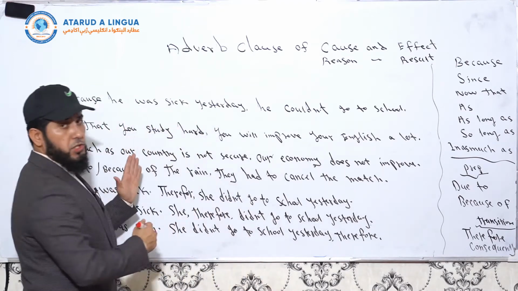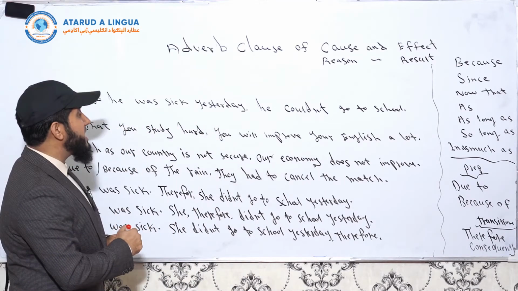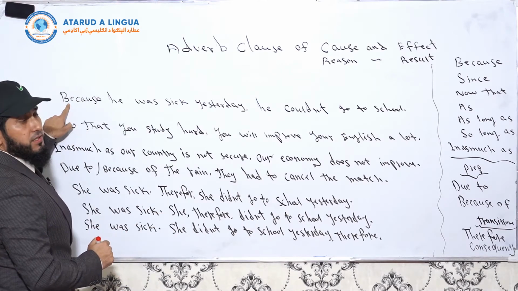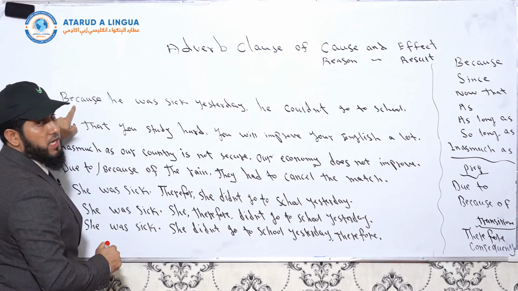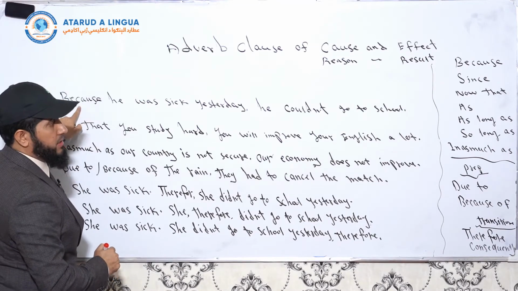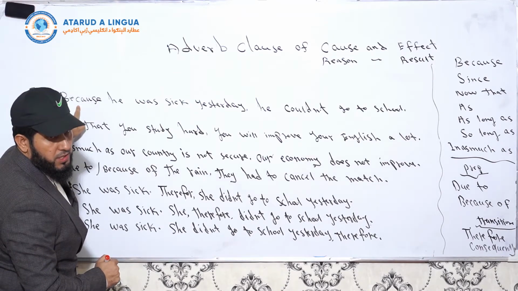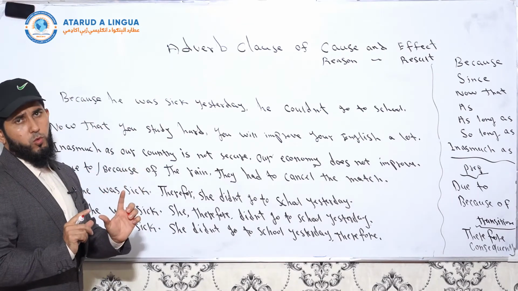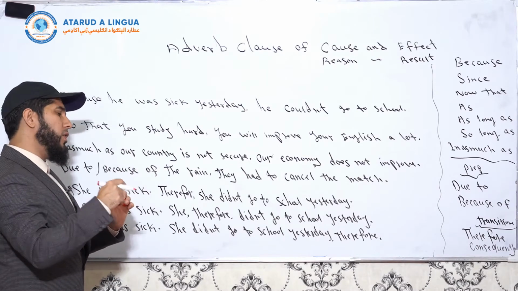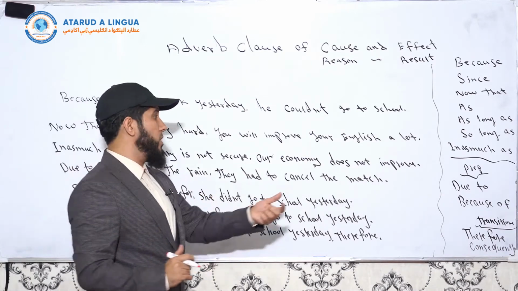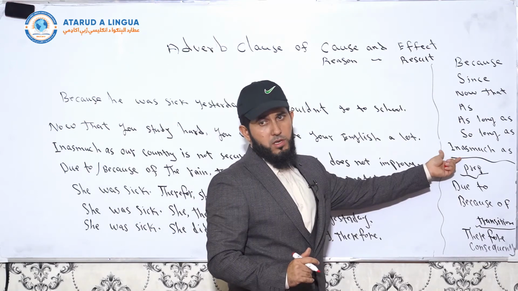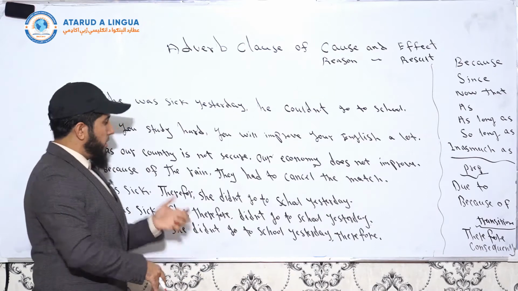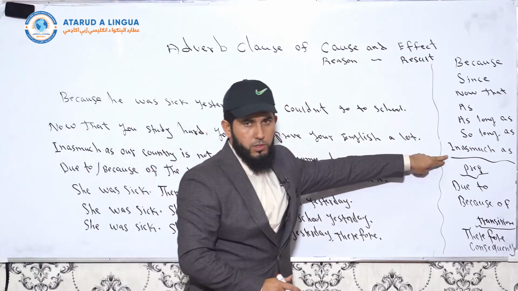So look at the first example. Because he was sick yesterday. Look, since he was sick yesterday, as he was sick yesterday, as long as he was sick yesterday, so long as he was sick yesterday. I'm not going to use inasmuch as because that's a very formal word. If the idea in your sentence is a formal idea, you may use inasmuch as. Otherwise, you can use the rest of these conjunctions. Understood? And there's an example for that word as well.